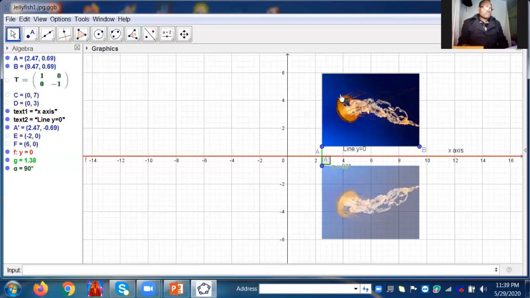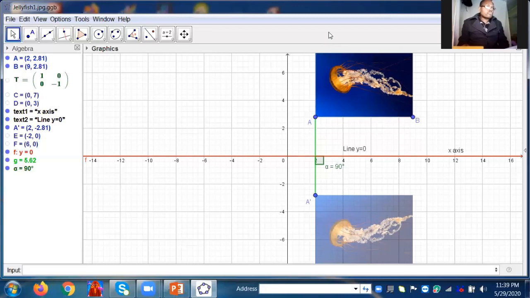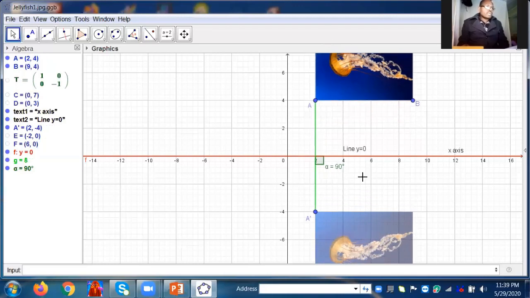Then we can explore the properties of reflection. The distance from A to the mirror line is also the same distance as the distance from the mirror line to the image, and that is A prime. Actually, when the distance is 2 units, also on the other side of the image, the distance is also 2 units. And then the angle that is formed by the line A A prime and the mirror line is an angle of 90 degrees. That is, the line A A prime is a perpendicular bisector of the mirror line.